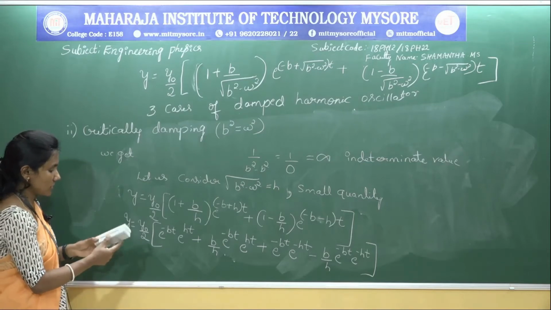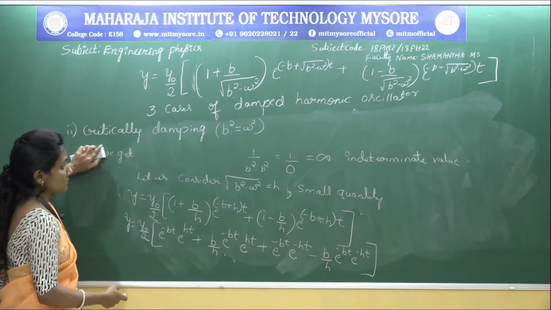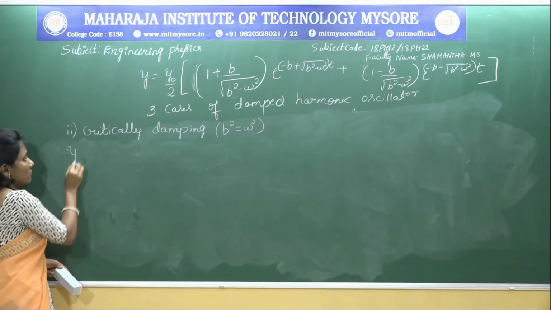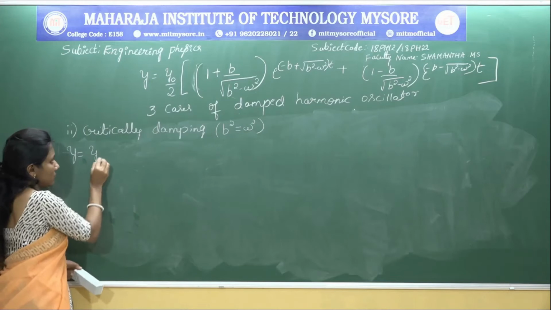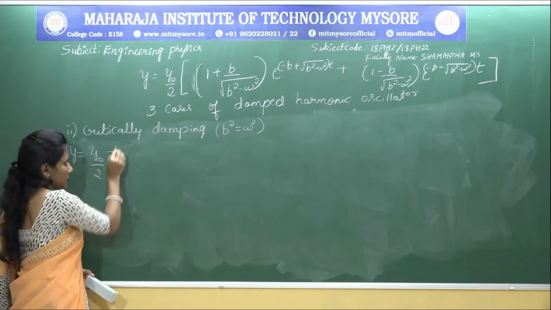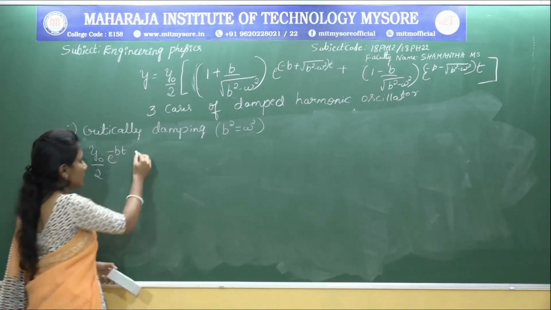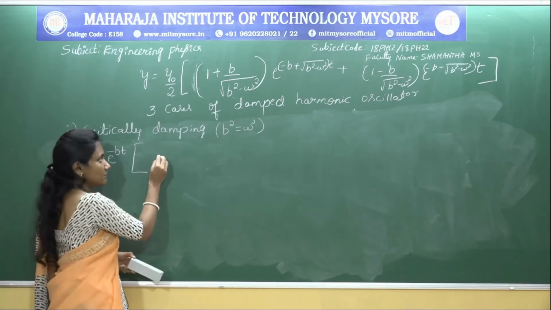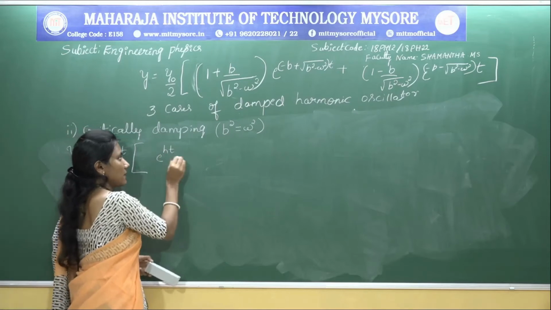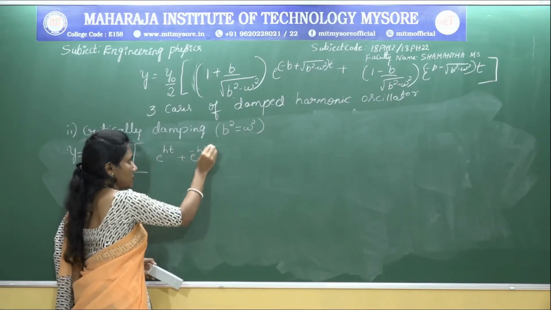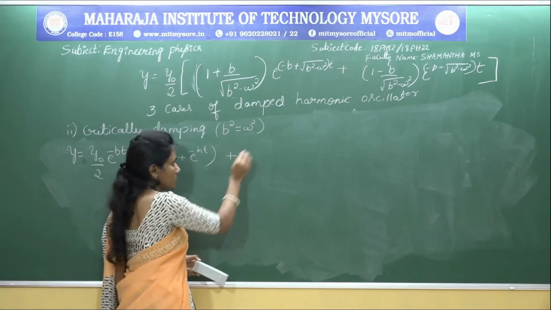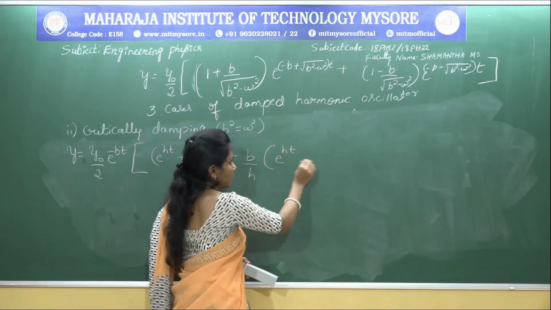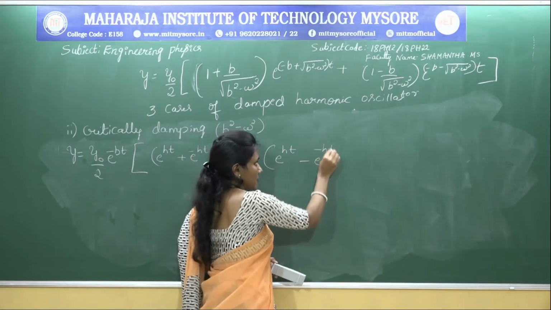So what equation do we get? Let's simplify once again. y equals y naught by 2 e to the power of minus bt. When we take the common term outside, we get y naught by 2 e to the power of minus bt, times (e to the power of ht plus e to the power of minus ht) plus b by h times (e to the power of ht minus e to the power of minus ht).